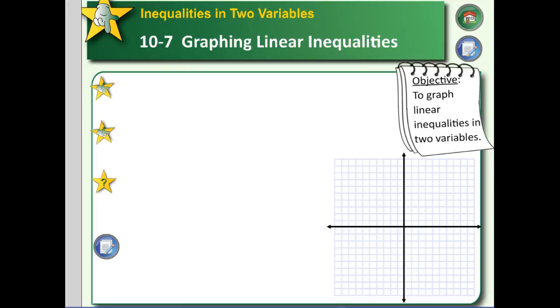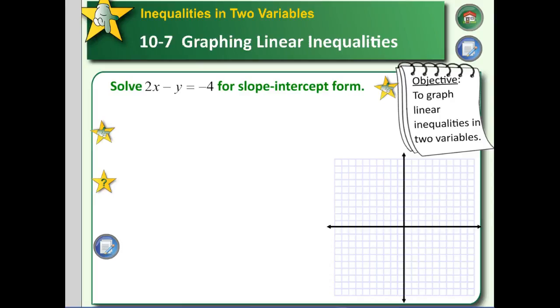Okay, class, today we're going to go back to the idea of graphing lines. Our lesson today, 10-7, is graphing linear equations. And again, when we graph lines, our linear equations have two variables. Now, if you look at this equation that I just pulled out, if you remember, that's in standard form. Whenever we graph a linear inequality, it needs to be in slope-intercept form.